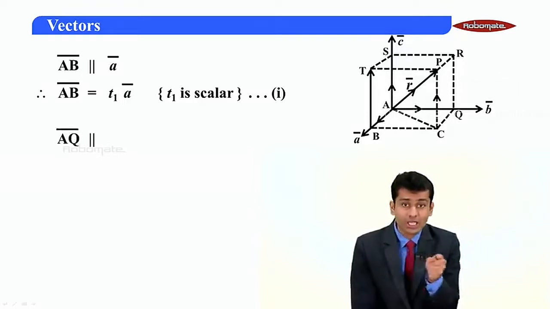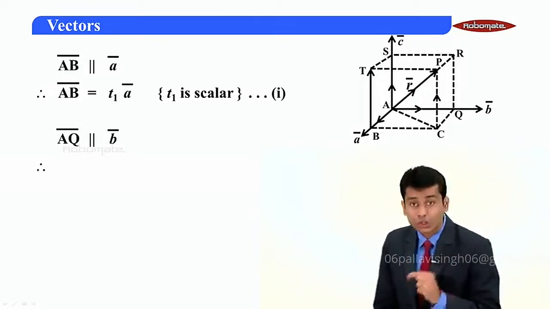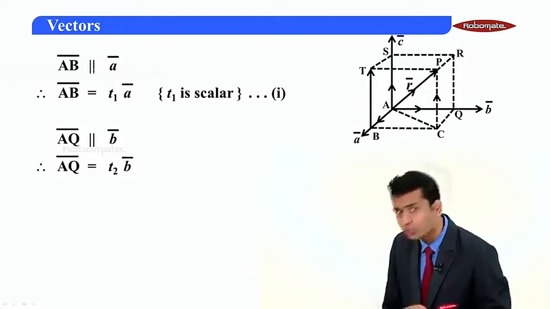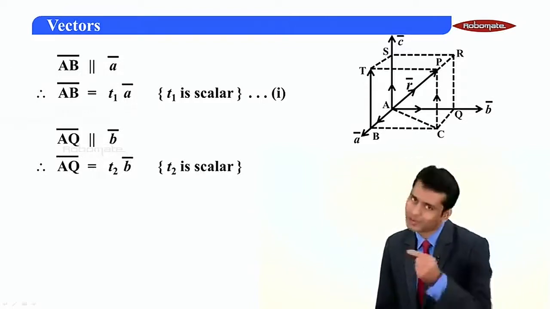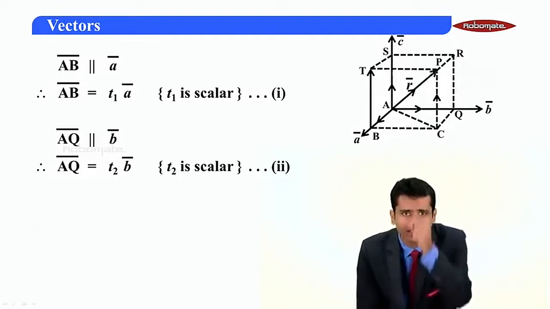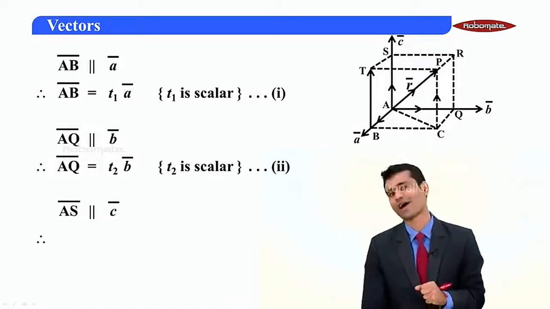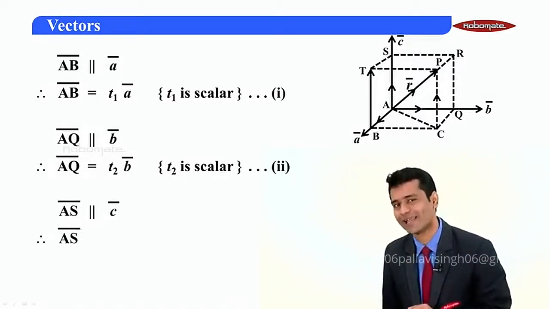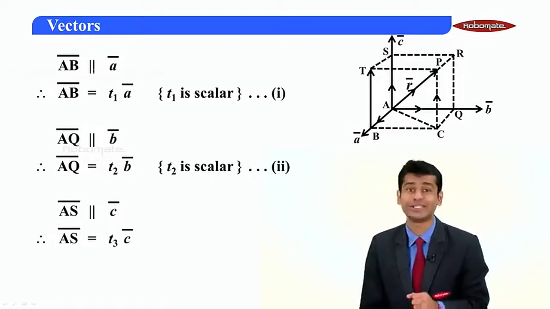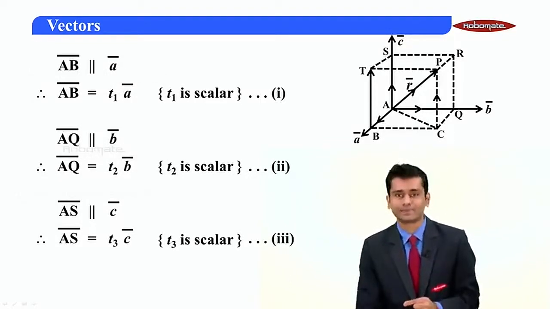Now you can see AQ bar is parallel to b bar. So we can say AQ bar is a scalar multiple of b bar, that is AQ bar is equal to t2 b bar, where t2 is a scalar. Equation number 2 for this expression. Similarly, if you concentrate on the diagram, AS bar is parallel to c bar. So can I say AS bar is a scalar multiple of c bar? So can I say AS bar is equal to t3 c bar with scalar t3? Give the expression number 3.